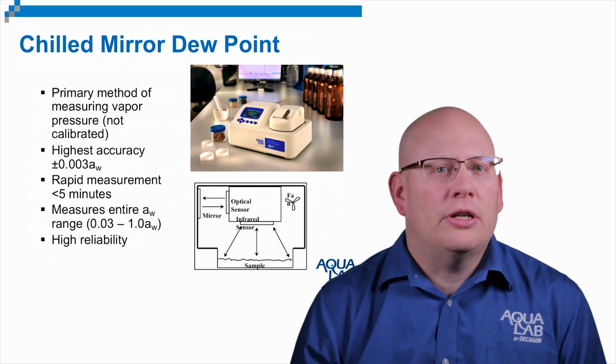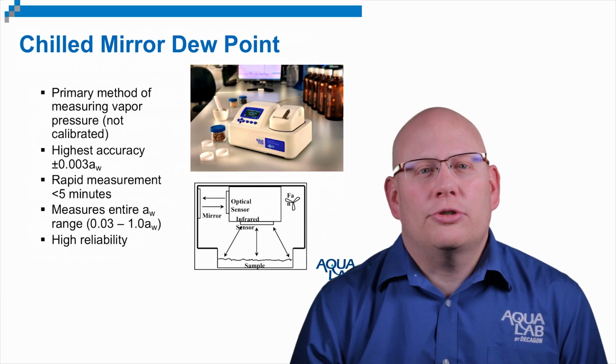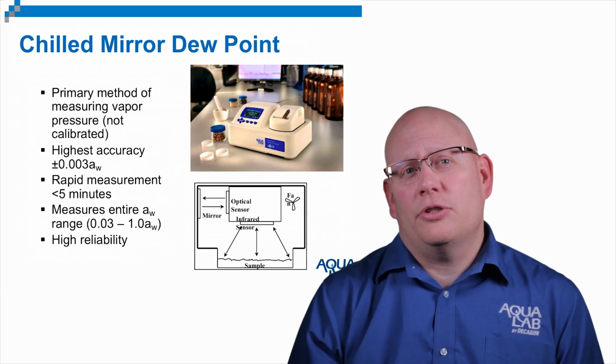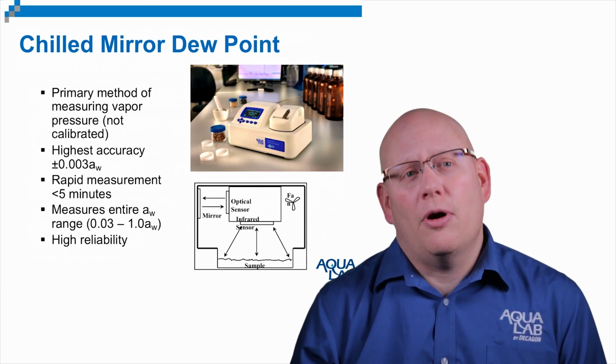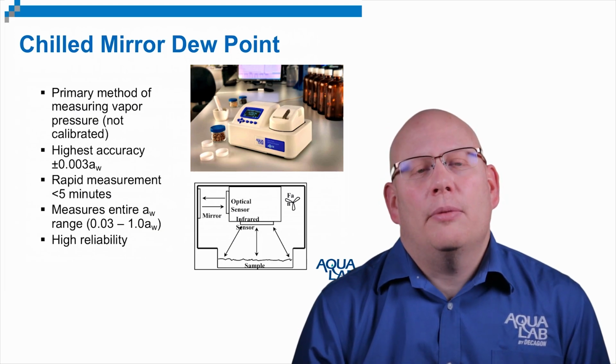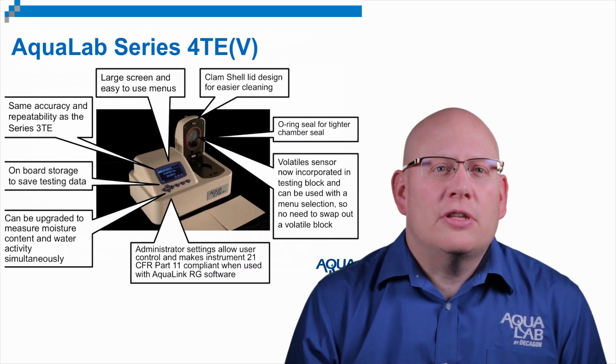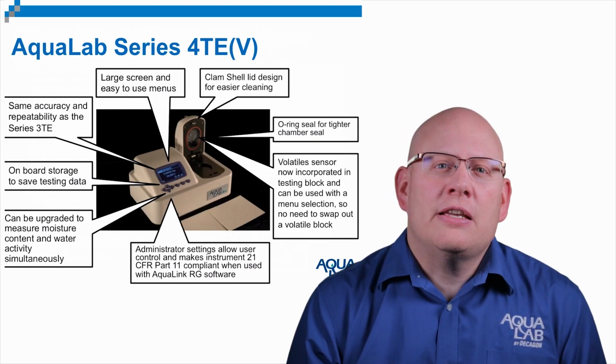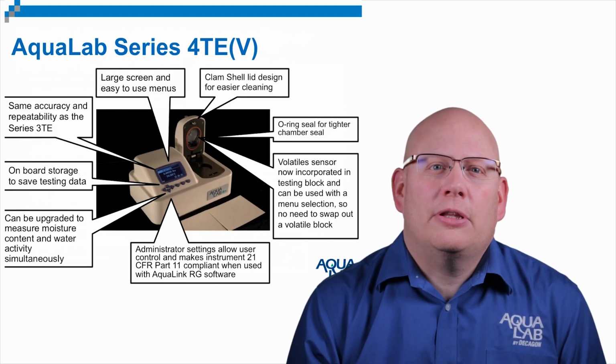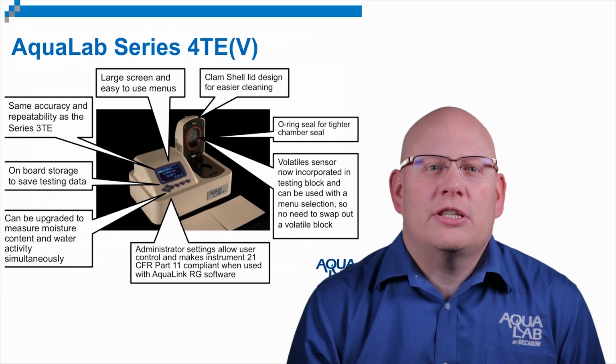And you do want to avoid certain volatiles like ethanol in high concentrations, in which case you have to use a different sensor. We do offer a solution for that, and if you're interested in finding out more about that, just contact us. So this is the Aqualab Series 4 TE instrument. This is our top-of-the-line benchtop instrument. As we said, very fast.